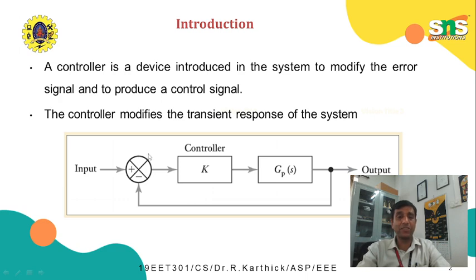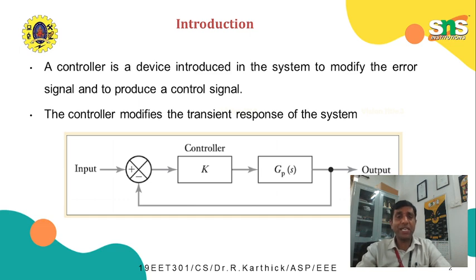The error signal produced by the error detector is always a weak signal. So this signal needs to be amplified and then converted into a control signal in order to control the plant parameters. For that we are going to use this controller. The main purpose of the controller is to modify the error signal and to produce a control signal, and this action is called the control action.